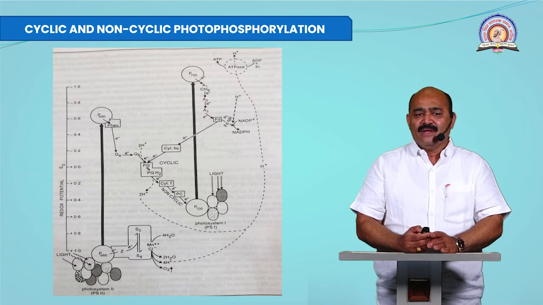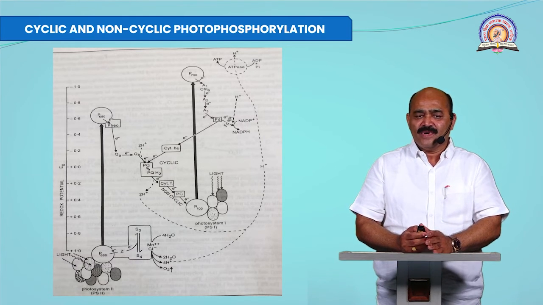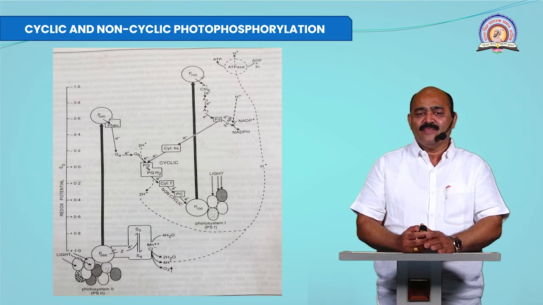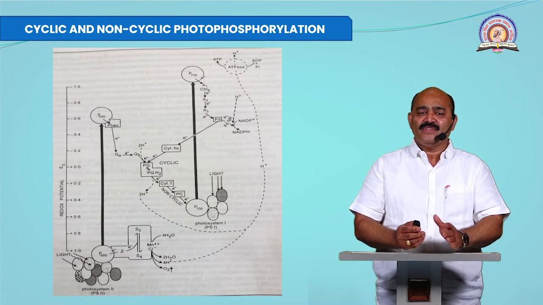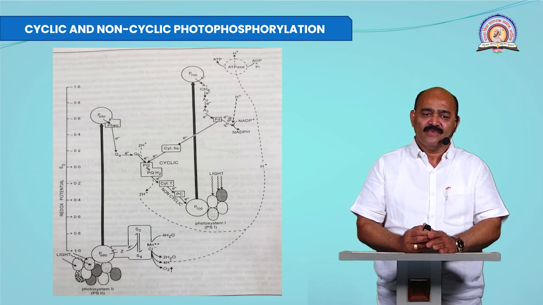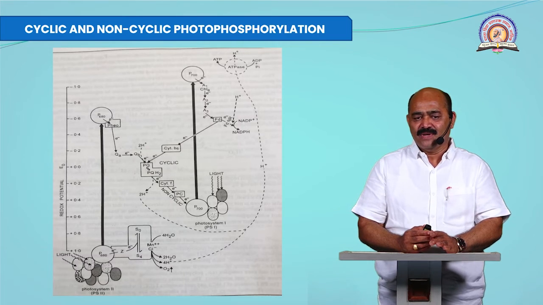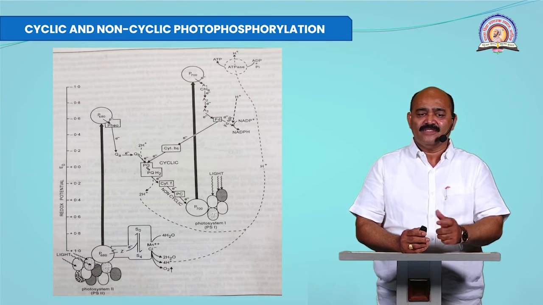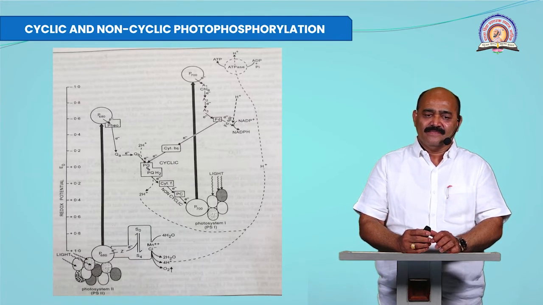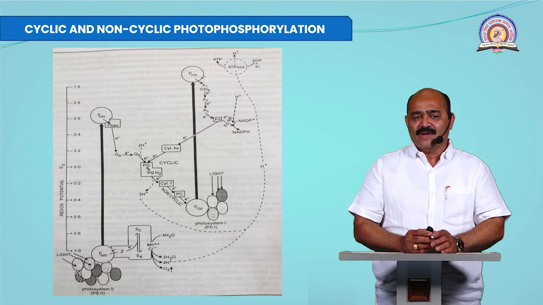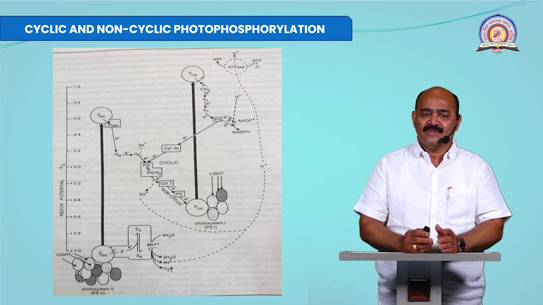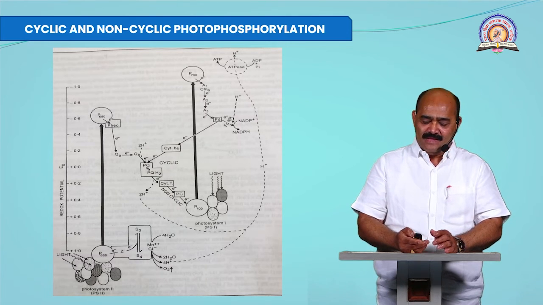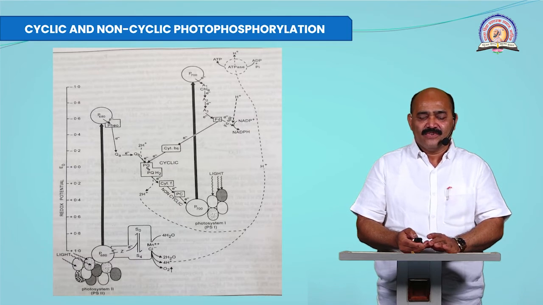So students, through cyclic and non-cyclic photophosphorylation, ATP and NADPH2 molecules are synthesized in presence of light. That means during daytime, a number of ATPs and NADPH2 molecules are formed by cyclic and non-cyclic photophosphorylation. And the formation of ATP is known as photophosphorylation. That means in presence of light, ATPs are synthesized, and the whole process of ATP and NADPH2 formation is the light reaction. This is the first mechanism of synthesis.